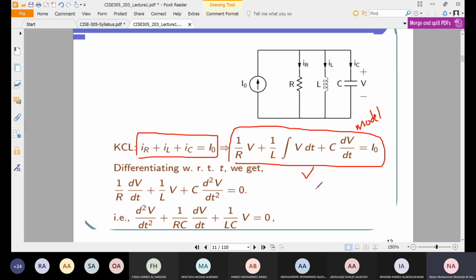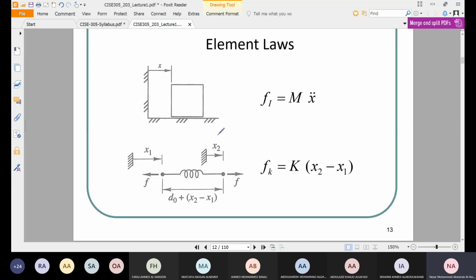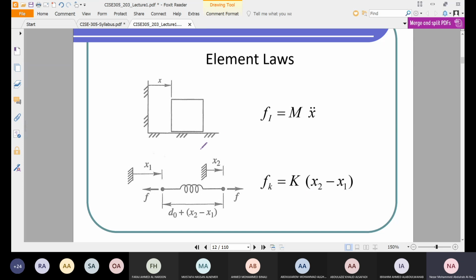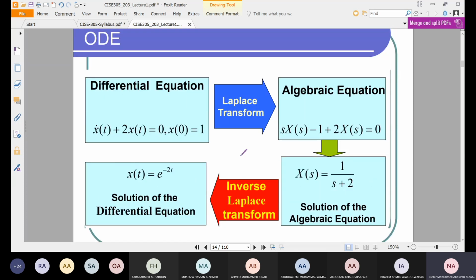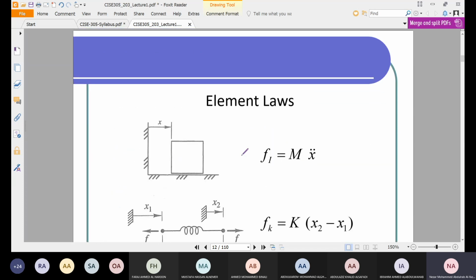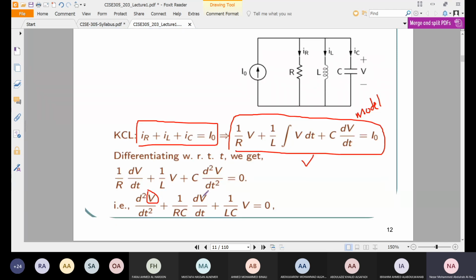We will study this in chapter 2. This is also for mechanical systems like this one. We also compute the forces and the elements law for the mechanical system. For Laplace transform, after we get this equation, you can see this is a second derivative with respect to time. How do we solve this equation? Because a solution means I want to compute the value of x, or in this equation the value of v.